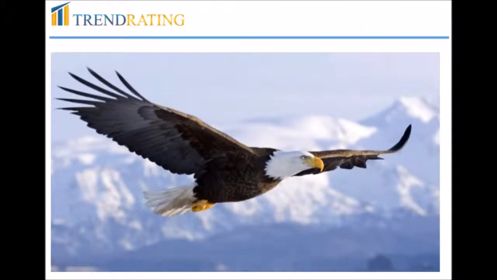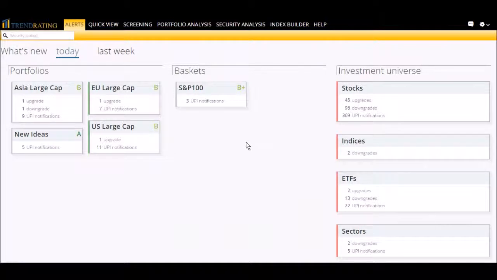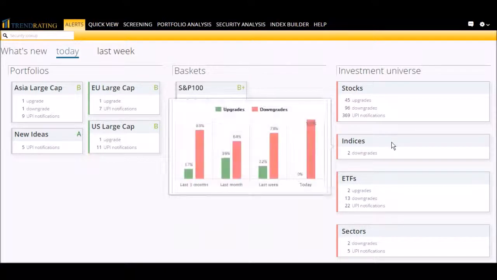Hello and welcome to the demo of the best innovation in financial technology after the launch of FactSet. You will see how Trendrating is based on an extremely robust momentum model and how it supports a variety of key activities related to portfolio and fund management.